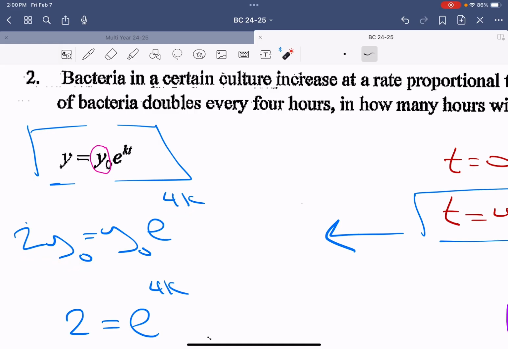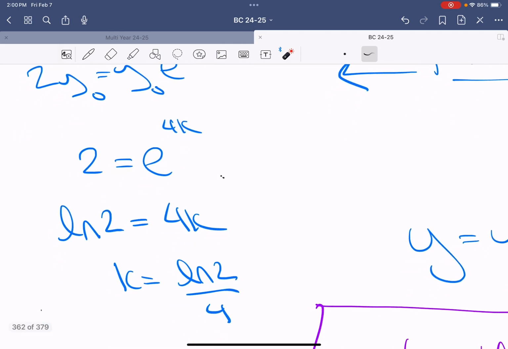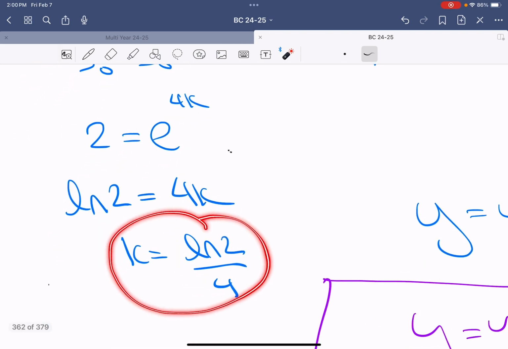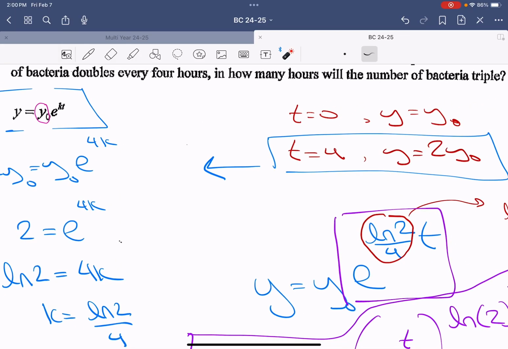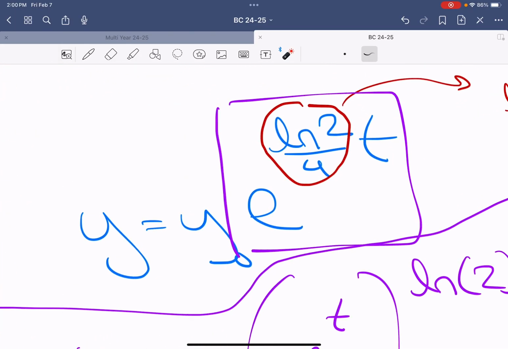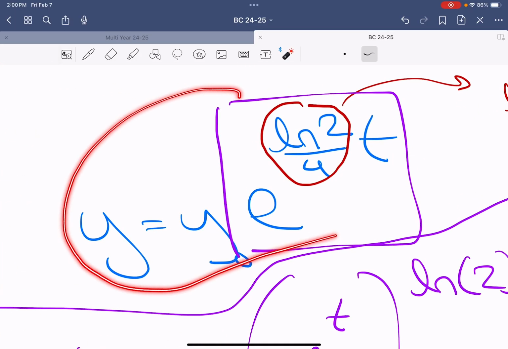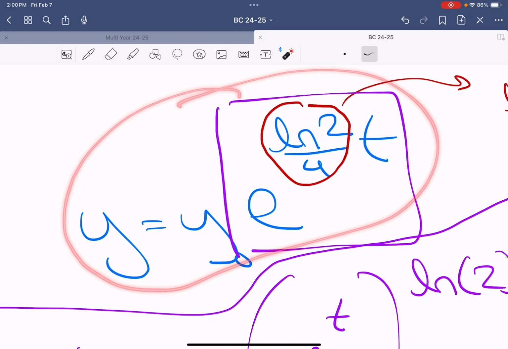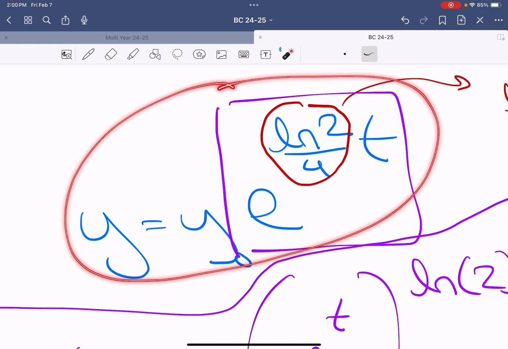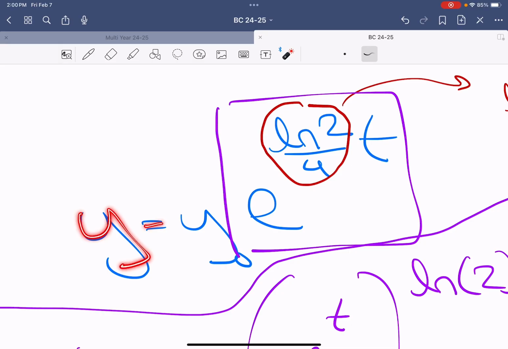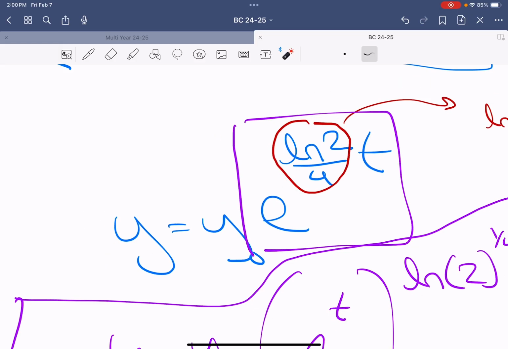And what this allows us to do, if you follow my pen here, is it allows us to then solve for k. K is ln 2 over 4. And now what's nice is that now I have my function. I have my actual function modeling bacteria growth. Y equals y naught e to the kt. And I found k, okay?